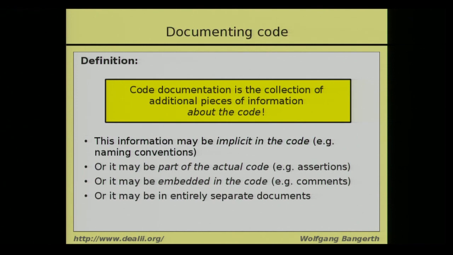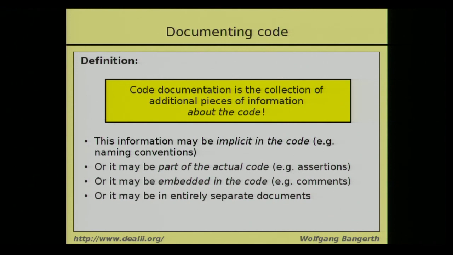Then it could be part of the actual code. So for example, the assertions that I talked about several lectures back, where we make clear in the code that we expect a certain condition to be true, let's say at the beginning of a function or at the end of the function or somewhere in the middle. This is a sort of documentation as well, right? We document that we expect a certain condition to be true, and we instruct the compiler to actually verify that this is so.